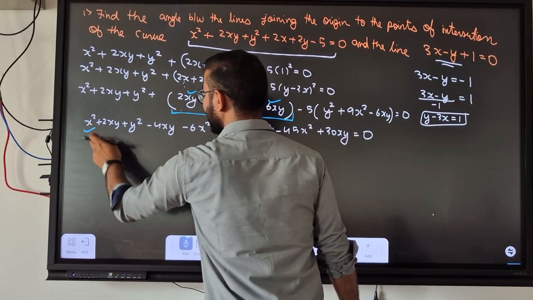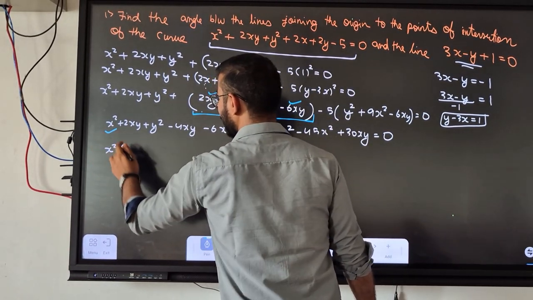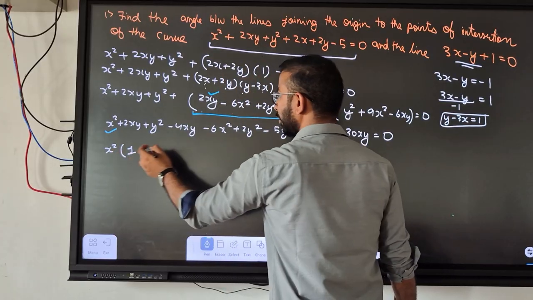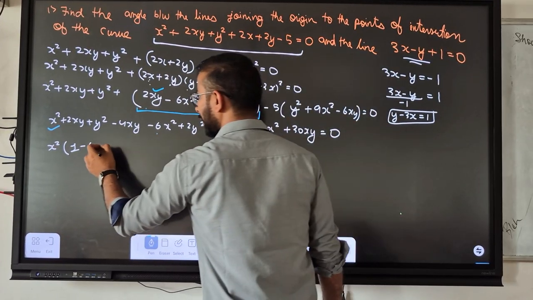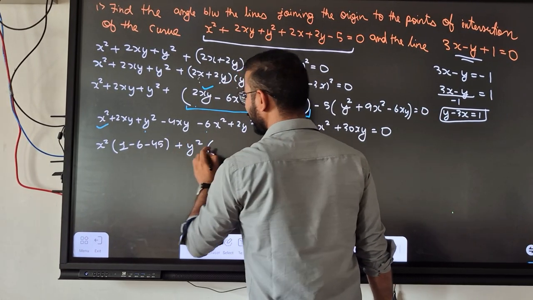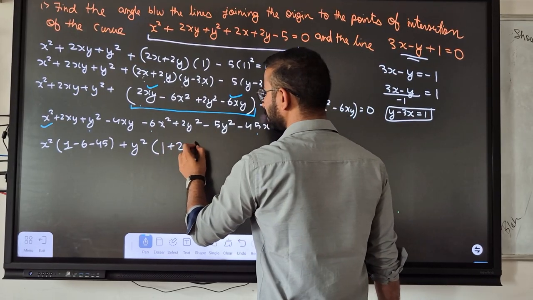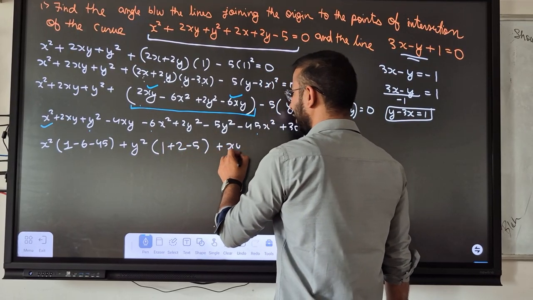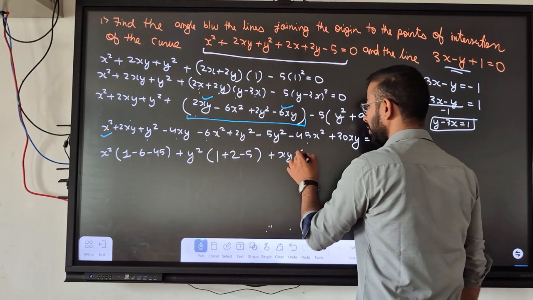Now what you have is, let's take the x square coefficient. X square in bracket will have 1. Here we'll have minus 6, like this term, and similarly from this we'll have minus 45. Let's take y square in bracket, we'll have 1 plus 2, and then at the last we'll have minus 5. Let's take xy. In the bracket for xy, we'll have 2xy minus 4xy, so it's 2 minus 4.